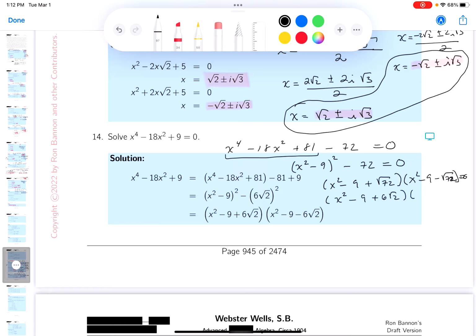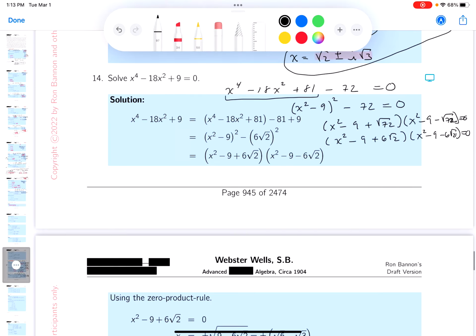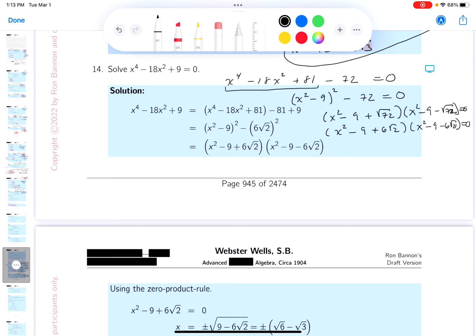And what do you get over here? x^2 minus 9 minus 6 root 2 equals 0. I've got some work to do now, and it's familiar work, though. So x^2 would equal 9 minus 6 root 2. And the other one's going to be x^2 equals 9 plus 6 root 2.